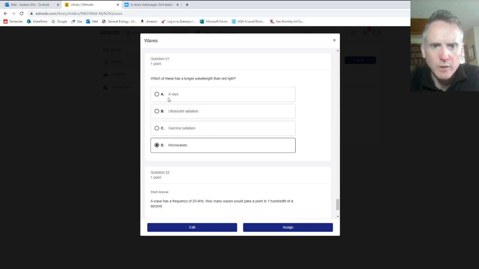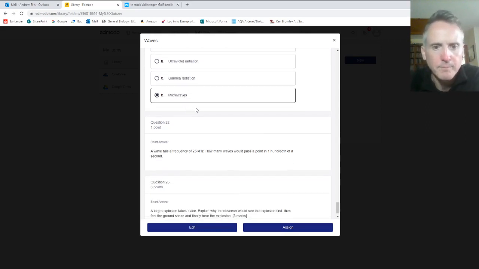Which is the longest wavelength? Yeah, microwaves. X-rays are very short. Ultraviolet is very short. Gamma is also very short. Microwaves is easily the longest. It's the only one that's beyond the red. All these are before violet.